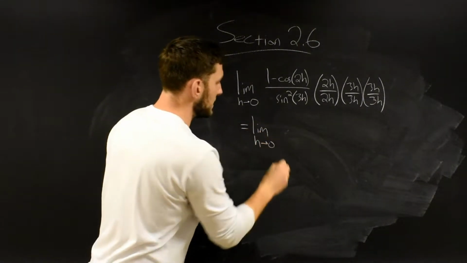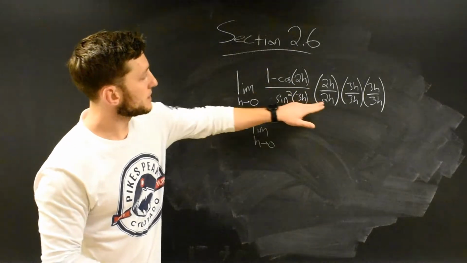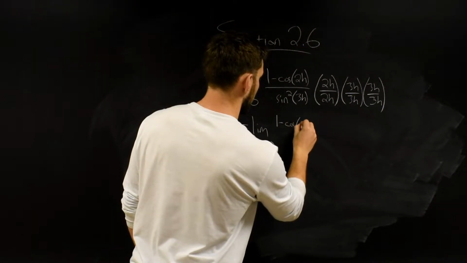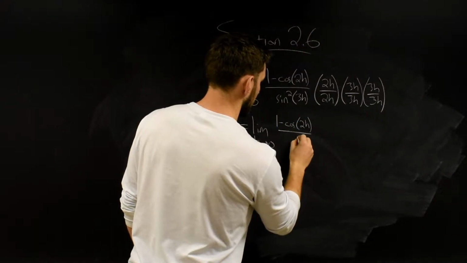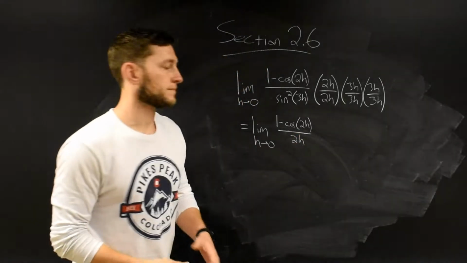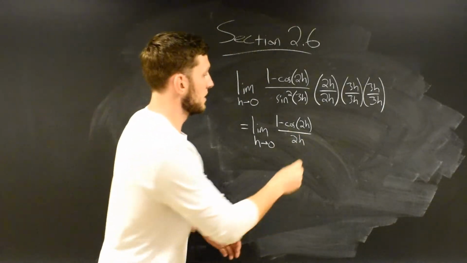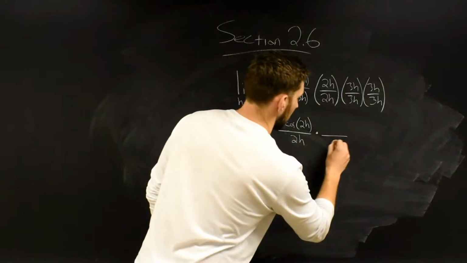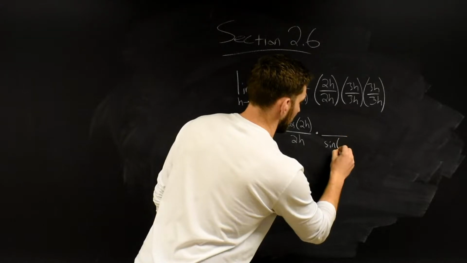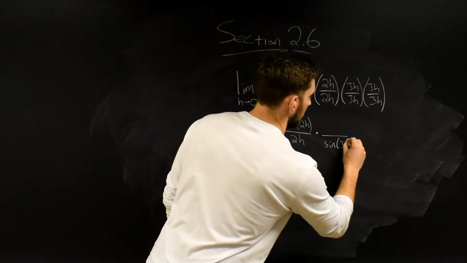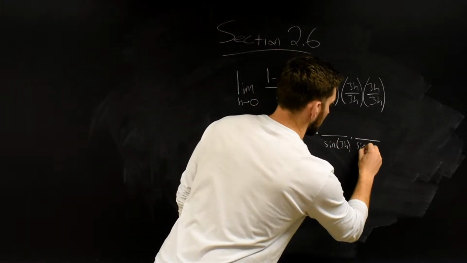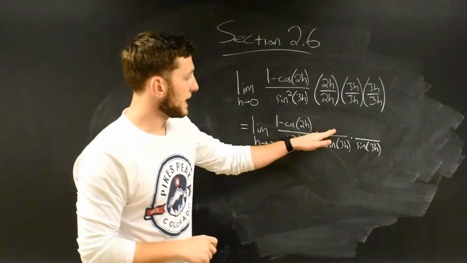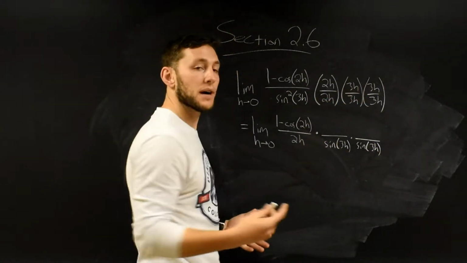Doing some clever rearranging, what I'm going to do is copy a 2h beneath 1 minus cosine of 2h. Also, I'm going to split this up and write sine of 3h on the bottom of one fraction, and sine of 3h on the bottom of another fraction. Ultimately, I want a 3h and a 3h right here, which is why we multiplied by these.